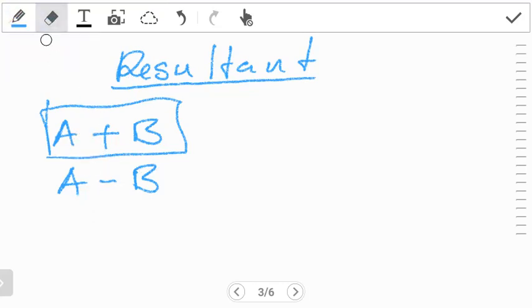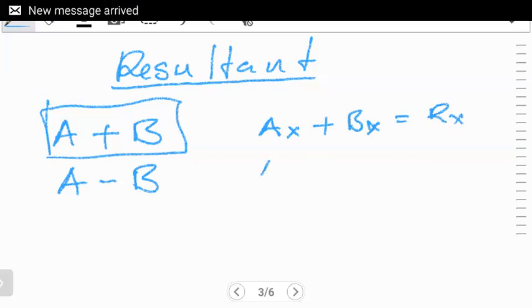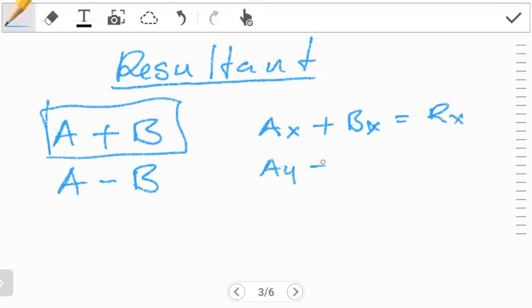Now, since these are vectors, we can't just add them the way they are. Instead, we're going to add them in terms of their components. You'd have to add the x components to get the resultant in terms of x, and then add the y components separately as well. And then after that, this will give you the resultant in y.